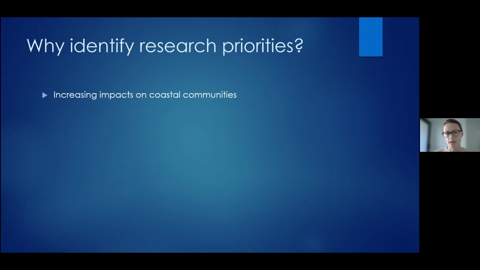Well, first of all, we're seeing increasing impacts on our coastal communities. We're seeing expansion of our coastal communities. The density of our coastal communities is increasing. The population in our coastal regions is increasing. And as a result of that, we're seeing increasing impacts from hazards, from coastal processes, and from the dynamics that we see in the coastal region.